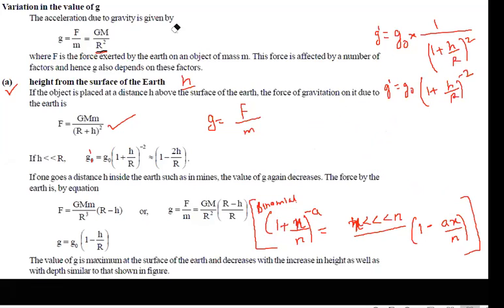If I use this concept, can I say that we will get g dash is equal to g naught bracket. Now h is very, very less than the radius of the earth. Tell me yes or no. If h, the height that you're considering, is very less as compared to the actual radius of the earth, then it can be written as 1 power minus 2, so we will get minus 2h by R. So this is the formula.